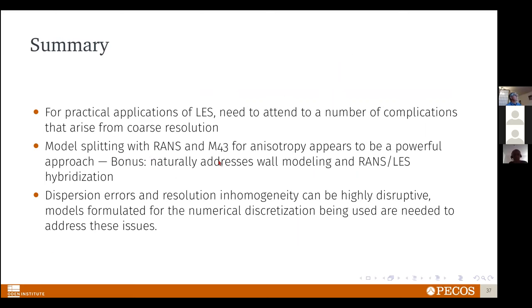So just in summary then, our practical applications need to attend to these complications. Model splitting with RANS and LES seems quite useful, and it gives us the bonus of naturally addressing wall modeling and hybridization of RANS and LES. And then dispersion error and resolution inhomogeneity can really be the cause of a mess. I'm talking about when I have very coarse resolution, and models formulated for the numerical discretization seem to be needed in this context.